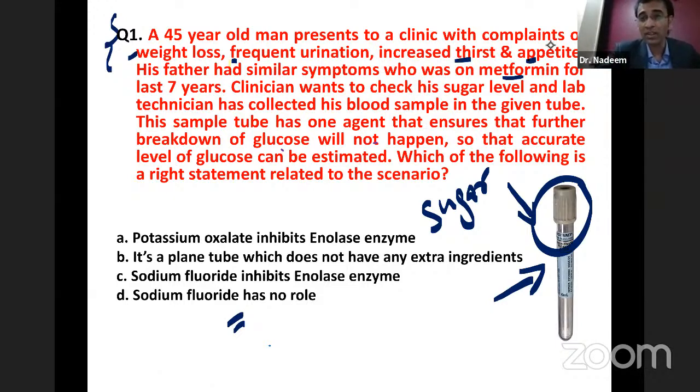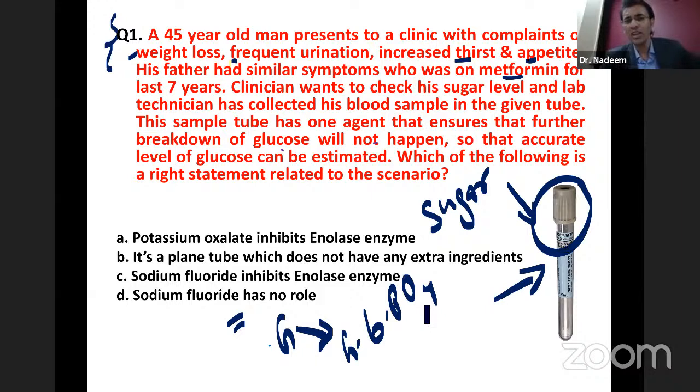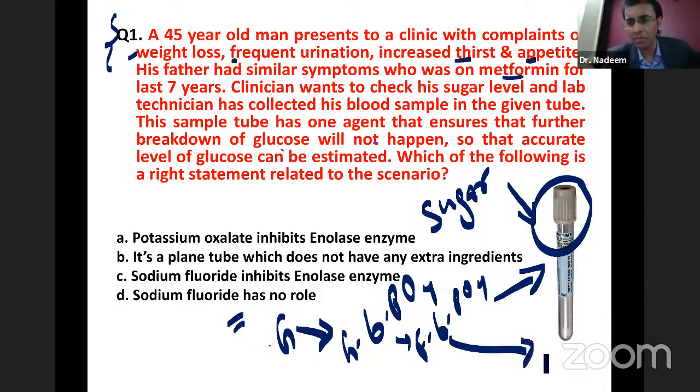I hope you remember the glycolysis pathway. There will be further breakdown of glucose. So glucose will be converted into glucose 6-phosphate, then this will be converted into fructose 6-phosphate, and fructose 6-phosphate will be converted into fructose 1,6-bisphosphate. Further, in sequence, finally there will be the product called pyruvate. Okay, pyruvate.